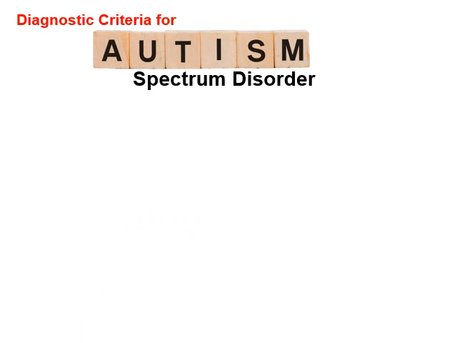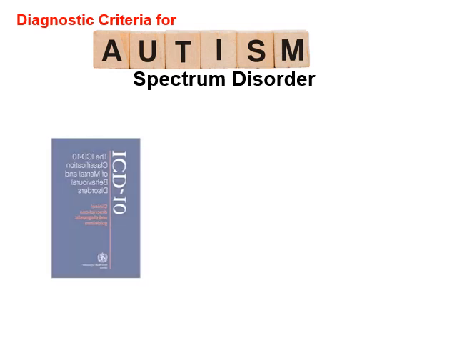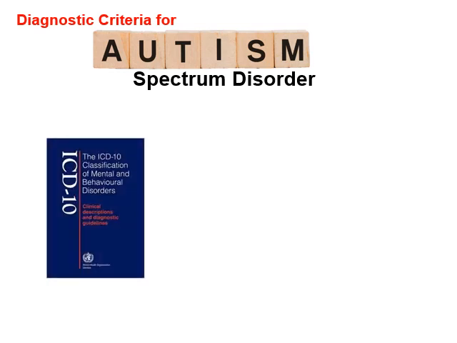There are two main codes that are used across the world to make a diagnosis of autism spectrum disorder. The first is the International Classification of Diseases, or ICD, which at the moment is in its 10th edition, and you can find autism in the section on mental and behavioural disorders. Currently, we're awaiting the publication of the 11th edition, which is now expected in January 2022.